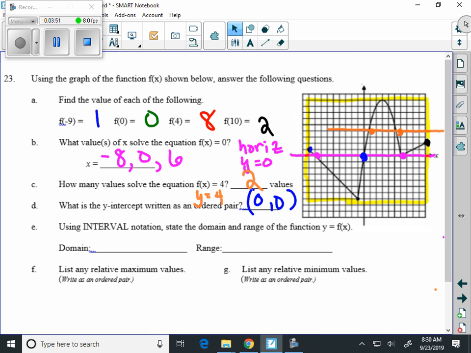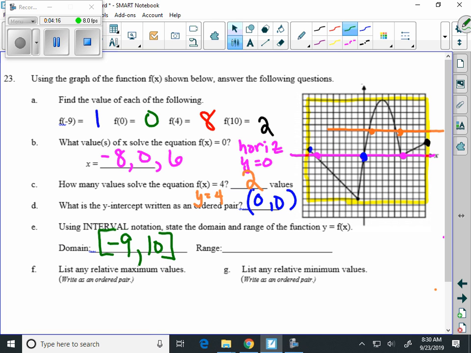And the domain goes from the left side to the right side. And when we count over here, 1, 2, 3, 4, 5, 6, 7, 8, 9, negative 9. To the far right side, which is going to be at 10, I believe. 1, 2, 3, 4, 5, 6, 7, 8, 9, 10. The range is the lowest value on the graph. 1, 2, 3, 4, 5, 6, 7. Negative 7. To the highest part of the rectangle. 1, 2, 3, 4, 5, 6, 7, 8, 9.